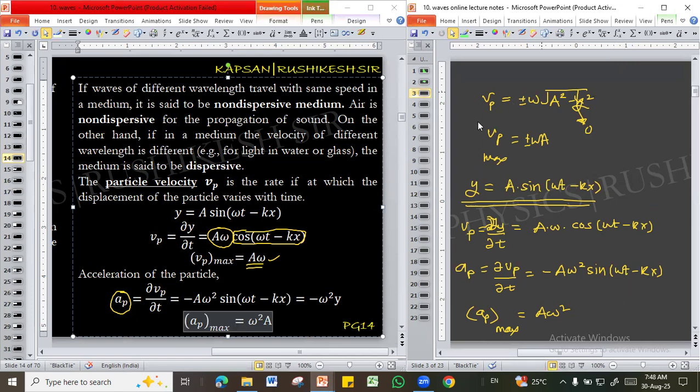Particles are oscillating, so rules of oscillations are applicable to the particle position, particle velocity, and particle acceleration. Wave velocity is different, and particle velocity is different. Speed at which wave travels is a fixed value. V is equal to f lambda, or V is equal to omega upon k. But the speed at which particle travels is not a fixed value. It is oscillating. It will have different values. Any doubt in this slide?